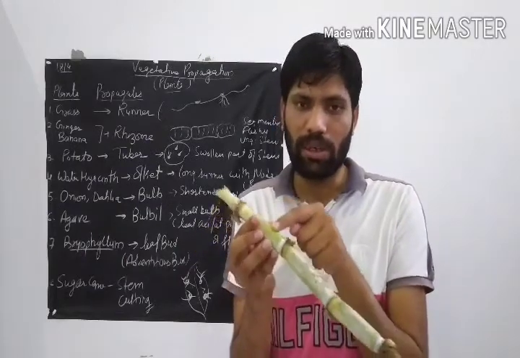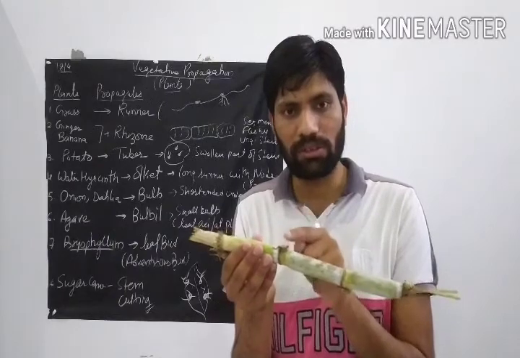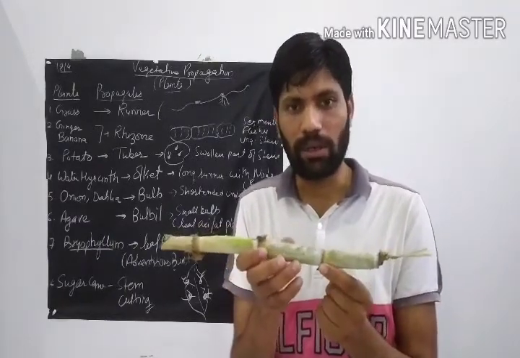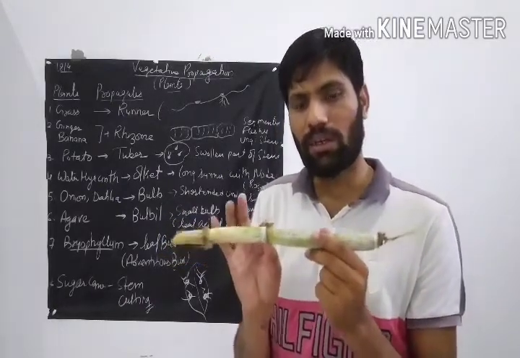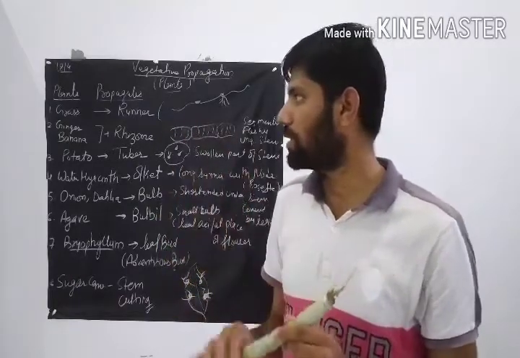So this is the internode, and this is the node from where a new branch comes out. This is the point of origin, and in between two points of origin there is an internode. So clear? This is about the sugarcane. Here the stem cutting is the vegetatively propagated part.